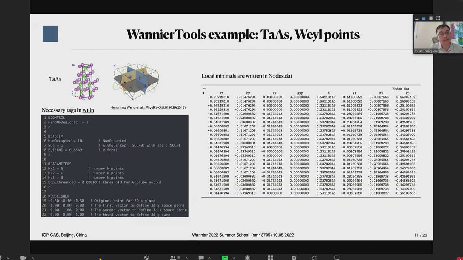With a six by six by six mesh, we have 216 initial k points, so we can find 216 local minima. Since we have Weyl points, it's very easy to find them, because the gap is just zero. We need to eliminate the duplicates, and in the end you get all those Weyl points. So you don't need to increase the number of k points a lot here, but for node line systems, sometimes you need more k points.